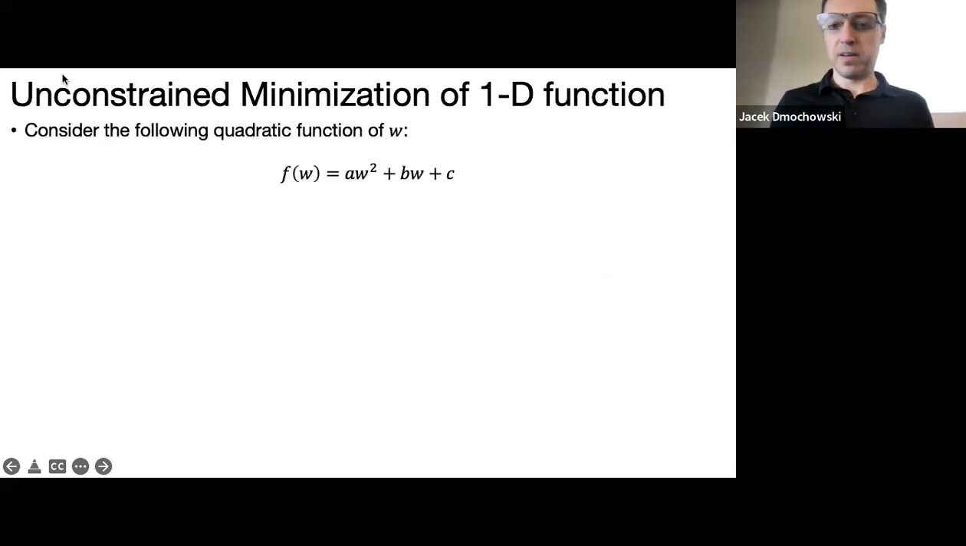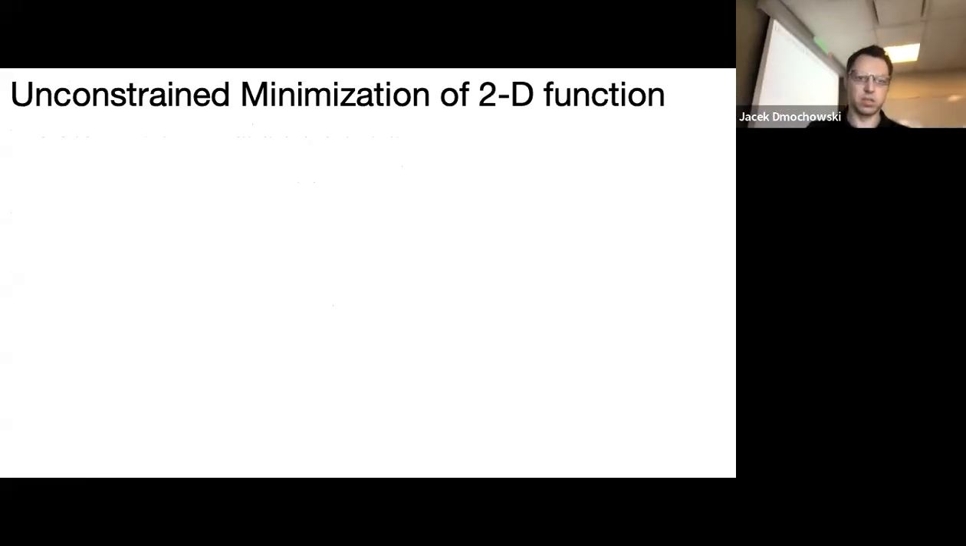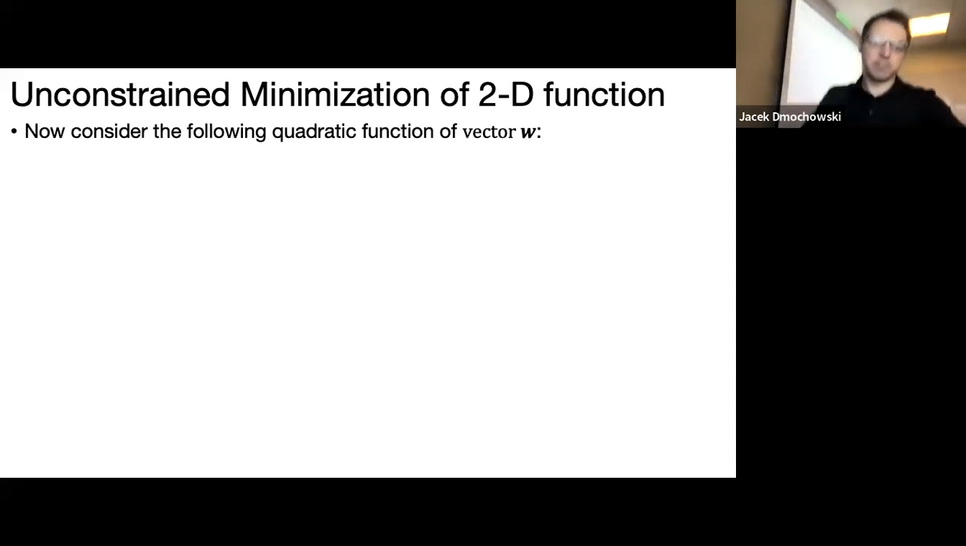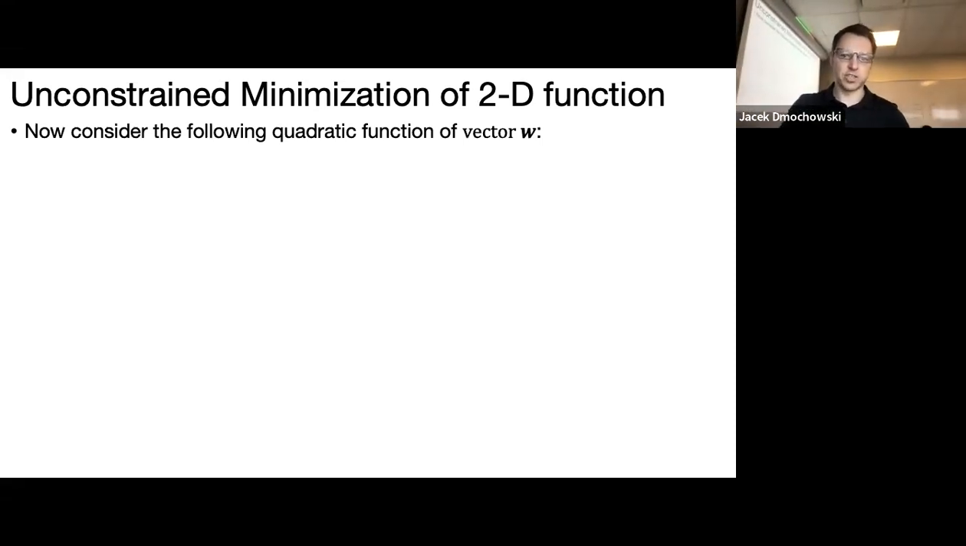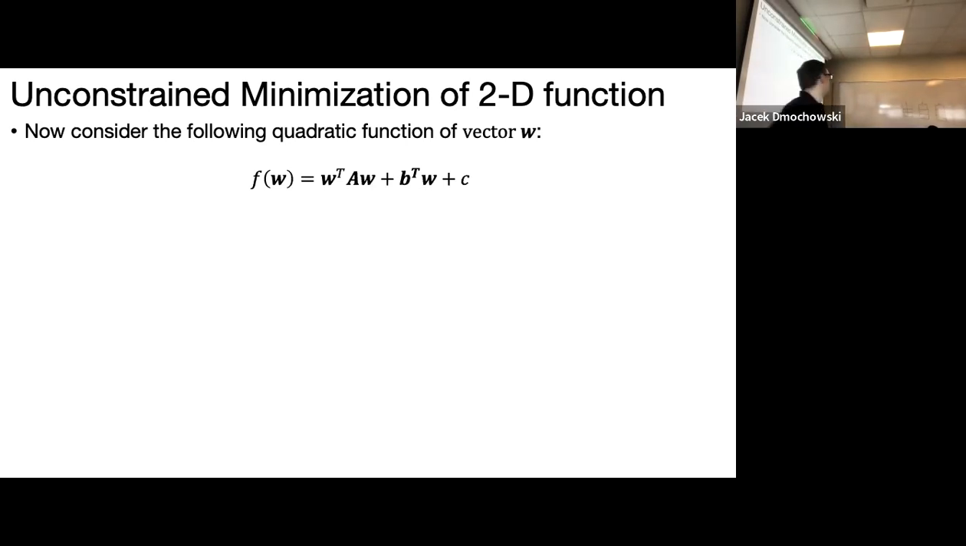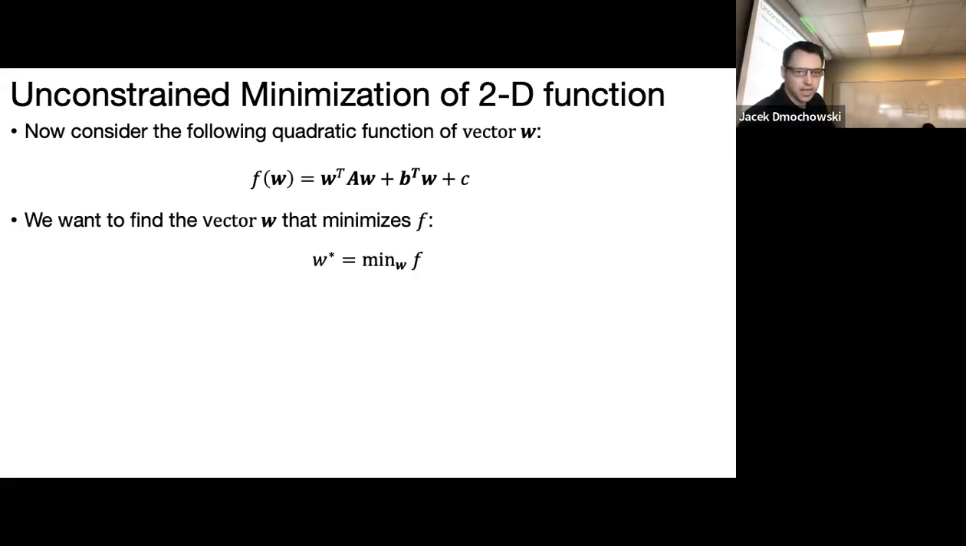Now we're going to make it a little bit more complicated. Now we still have a quadratic function, so we have f as a scalar, but w is a vector, right? So again, we're not dealing with vector functions, but a function of a vector parameter. And this is how we define a quadratic in multiple dimensions. So the question now is how I need to find the vector w that minimizes f.